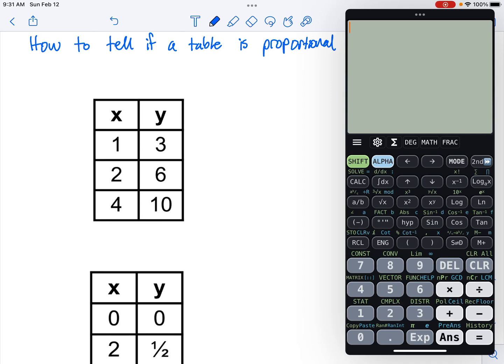Hello, in this video I'm going to show you how to tell if a table represents a proportional relationship. Remember that a proportional relationship has constant ratios between the two variables. So that's how we can test for proportionality, if the ratio is always the same between x and y. So I'm going to test each of these tables to make sure that when I divide y divided by x or x divided by y, I get the same number.